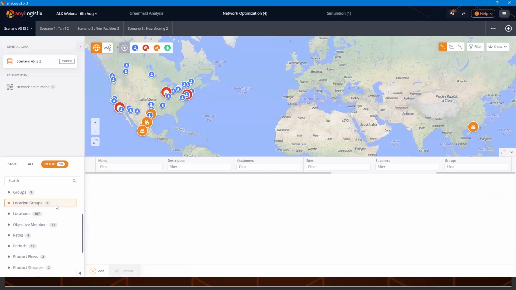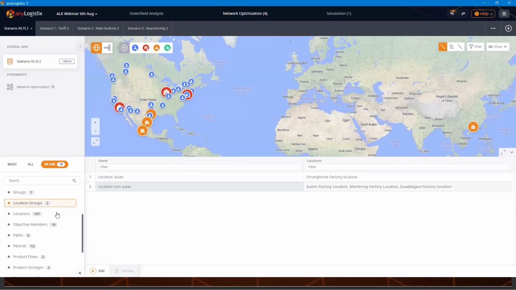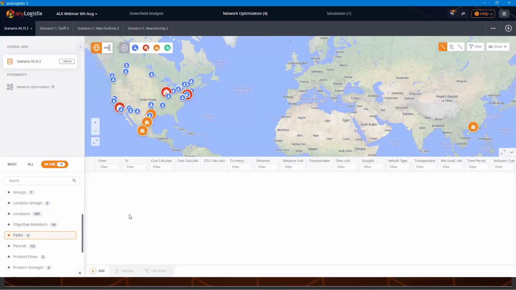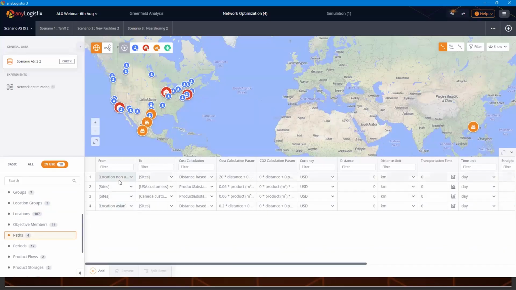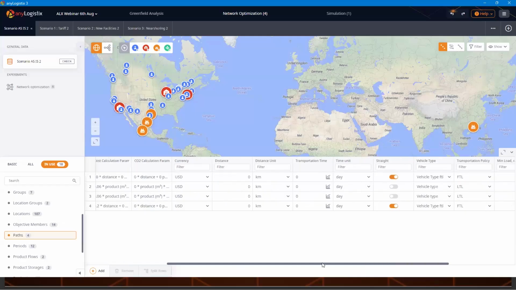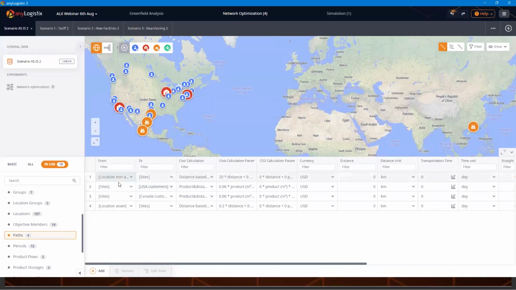These are the location groups. For the path, as I said, between factories to the sites, in the sense of DC, we use the distance-based fixed FTL policy. And from DCs to the customer, we are using the LTL policy. The transportation cost is also different between the factories which are in the USA to the DC versus the factories which are in the Asian countries. Because we are shipping by cargo ship, the transportation cost is much cheaper compared to the land transportation.